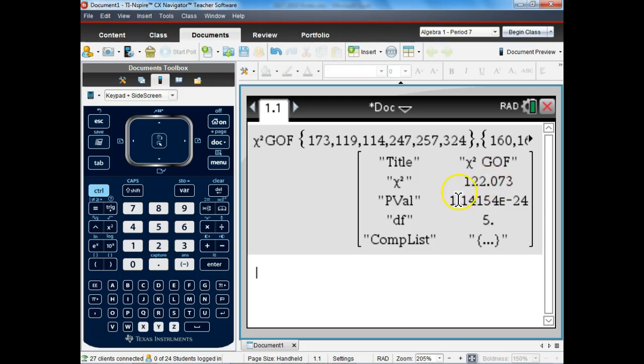There is my p-value. Look at how small that is, because remember that e to the negative 24 means that there are 24 zeros after that decimal. That's insane. Okay, so here's what I'm going to write on my paper.